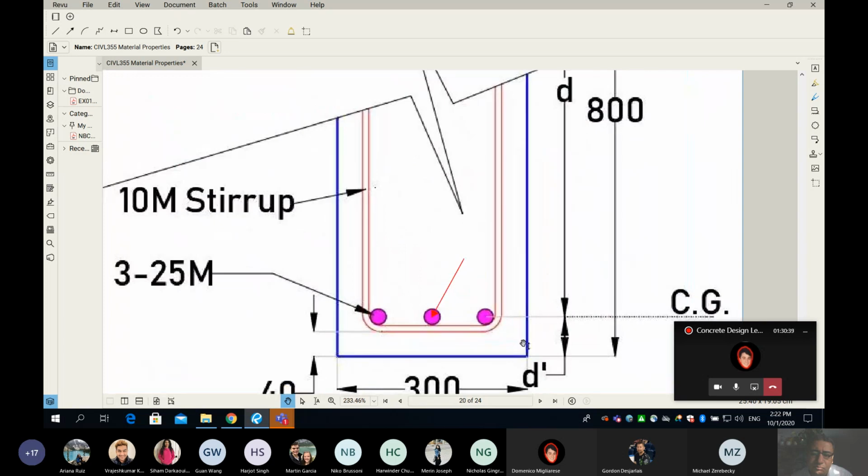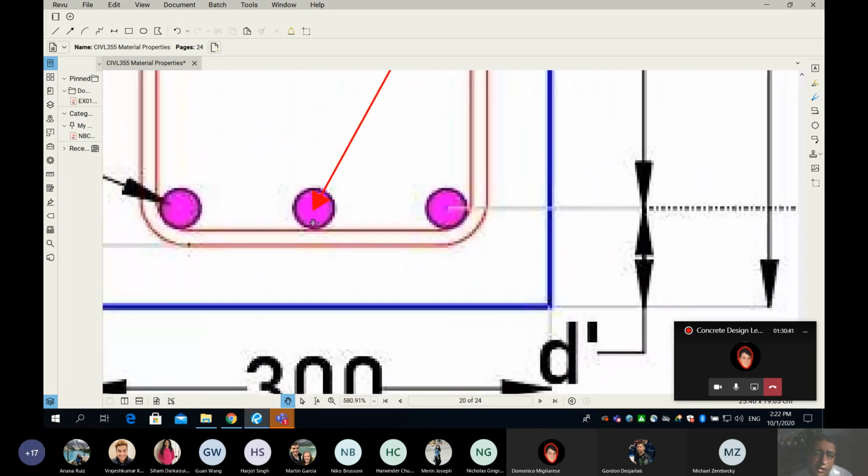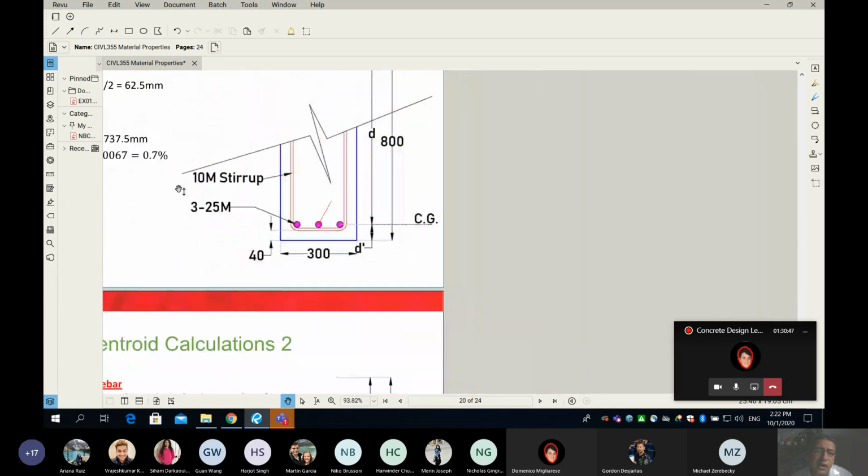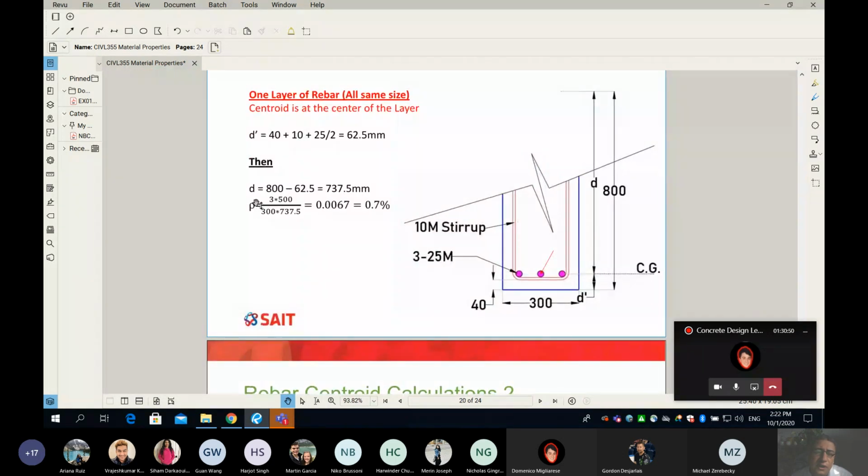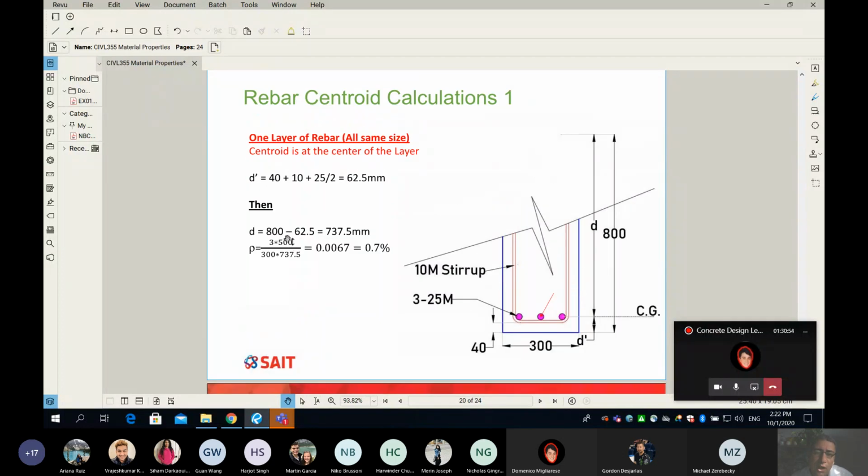So basically, the distance from this point here to the blue is simply 62.5, and the effective depth is equal to H minus 62.5, which is 800 minus 62.5, and then you get this number, 737.5.